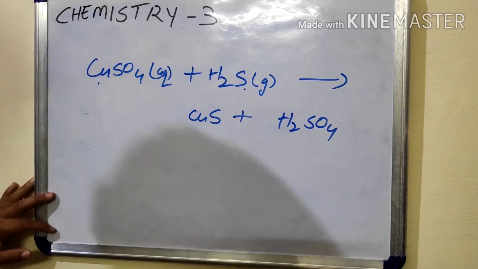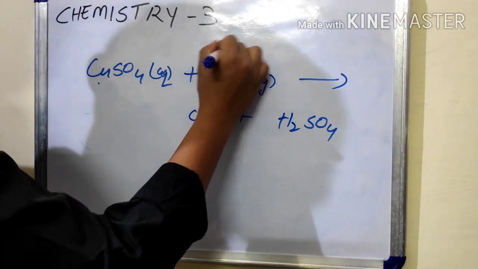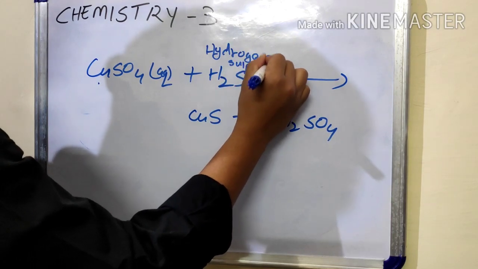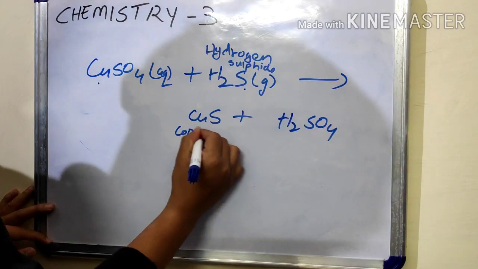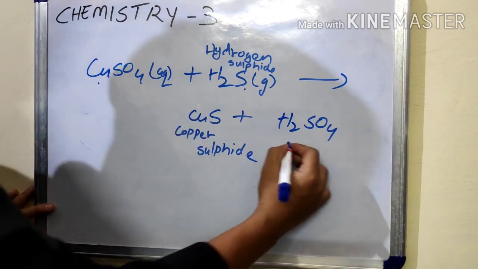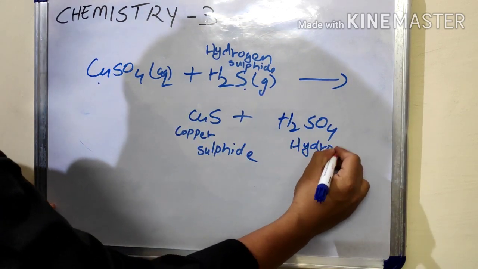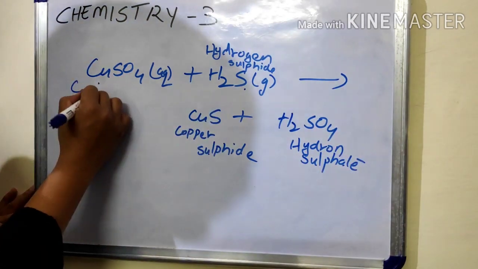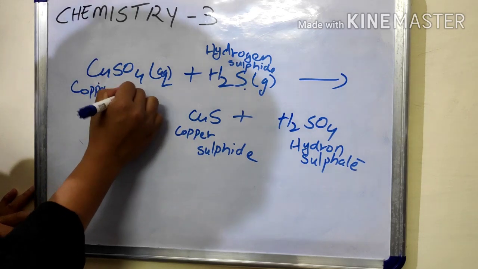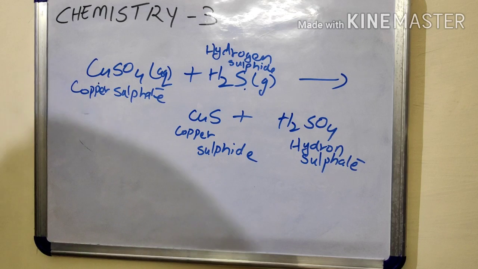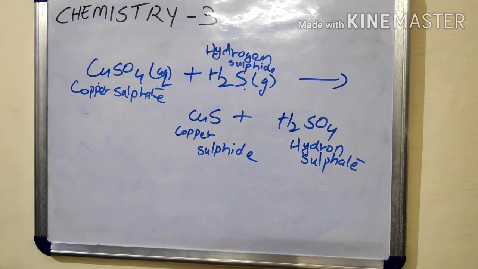So this is copper sulfide, this is hydrogen sulfide, and this one is copper sulfide. You write the names also along with them. Make sure you get into the habit of writing the names. And this is copper sulfate. Okay. Now is the equation balanced? Yes, it is completely balanced.